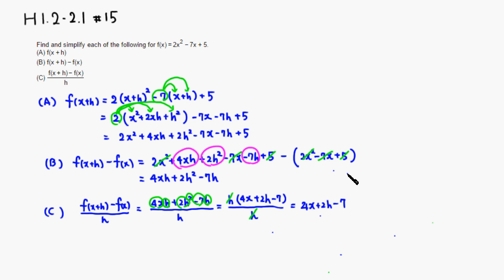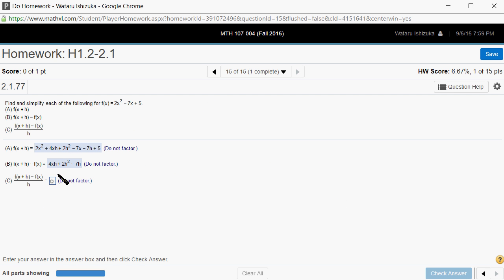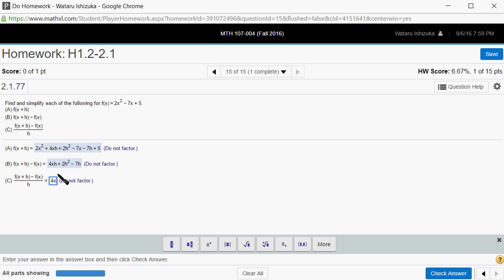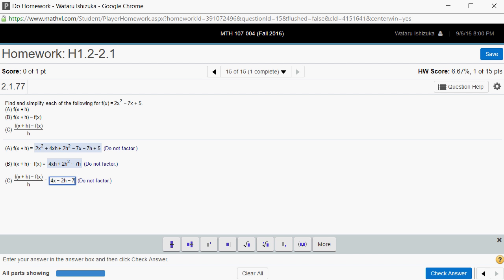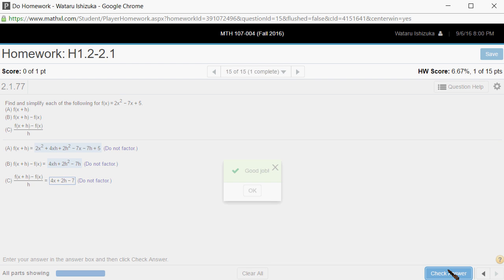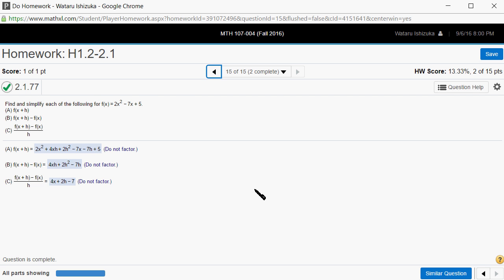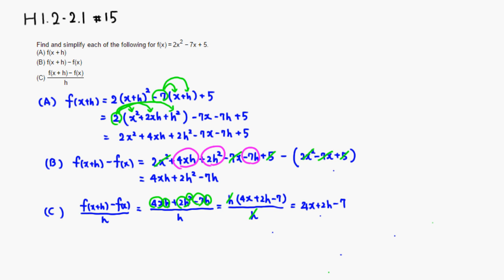Alright, so let's type it in. 4x minus 2h minus 7. Actually, is that right? Actually, it was a plus. So it's 4x plus 2h minus 7. So let's check the answer. Alright, we got that. That's it. I hope that this was clear.